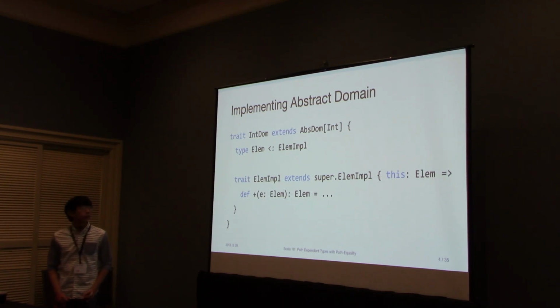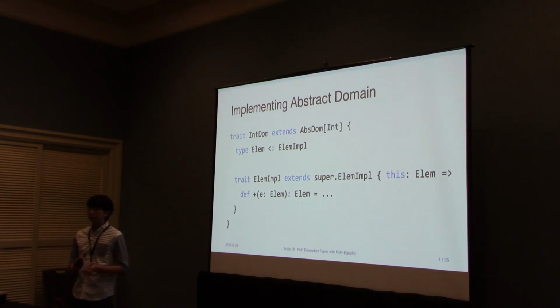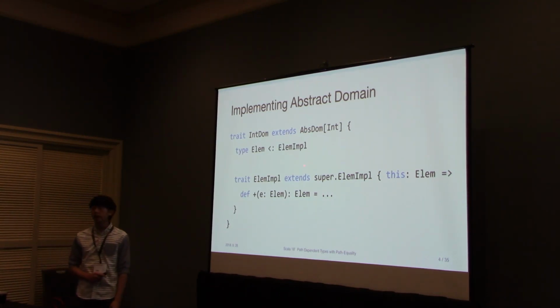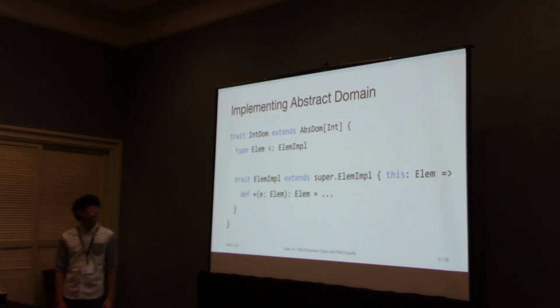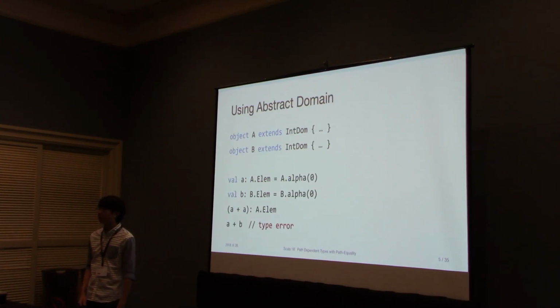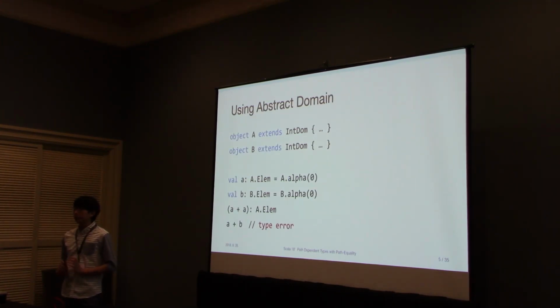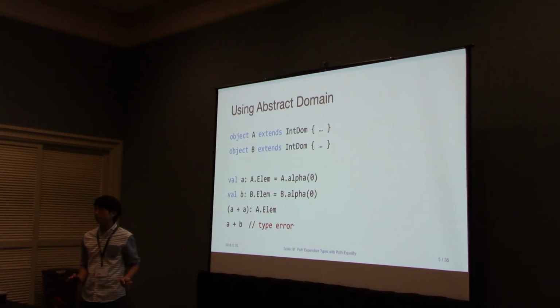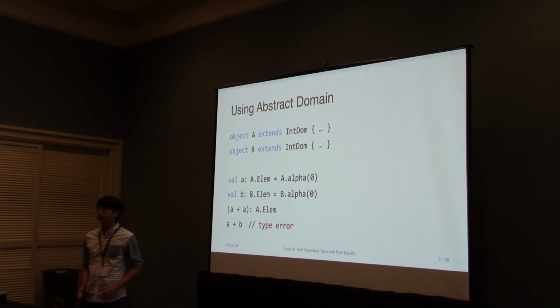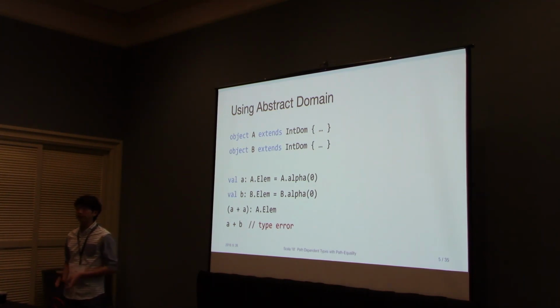Now, we'll define an abstract domain for a specific concrete domain. Here is integer. We define IntDom by extending Domain with type argument Integer. Also, it contains some integer-specific operators like addition and multiplication. Now let's consider different abstract integer domains named A and B. They have the same signature but different implementations of abstract elements. So it's clear that we must not apply operators on abstract elements from different abstract domains.